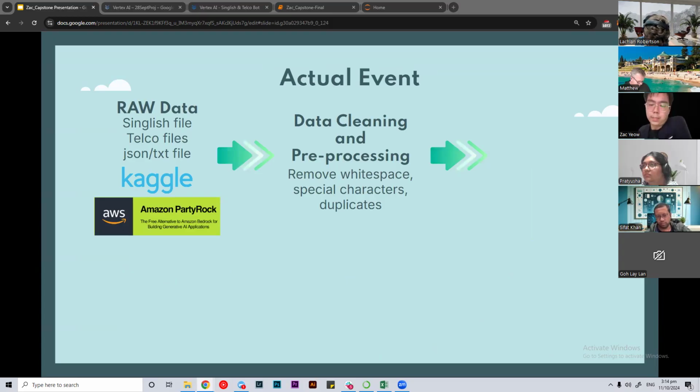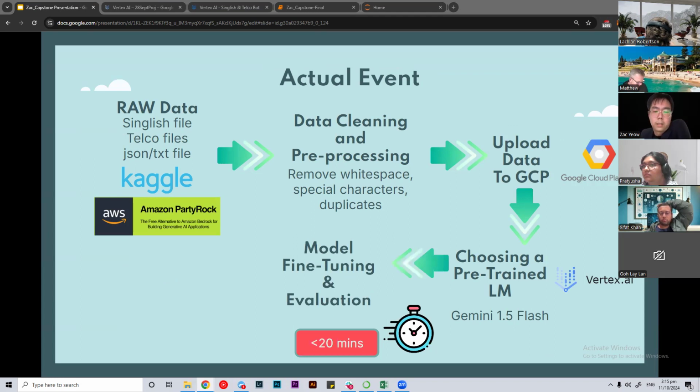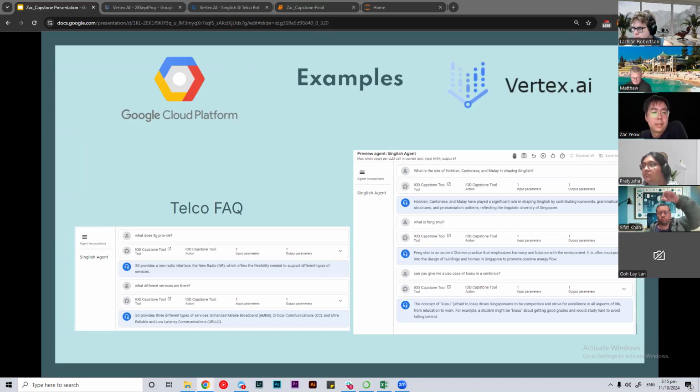Instead, what actually happened is I just uploaded my file to Google Cloud Platform. I used the Vertex AI Gemini 1.5 Flash. So I chose my training model and then basically fine-tuned it, evaluating just by looking at and using the bot. It's automatically deployed. All this was done in less than 20 minutes. Yeah. So let's look at some examples.